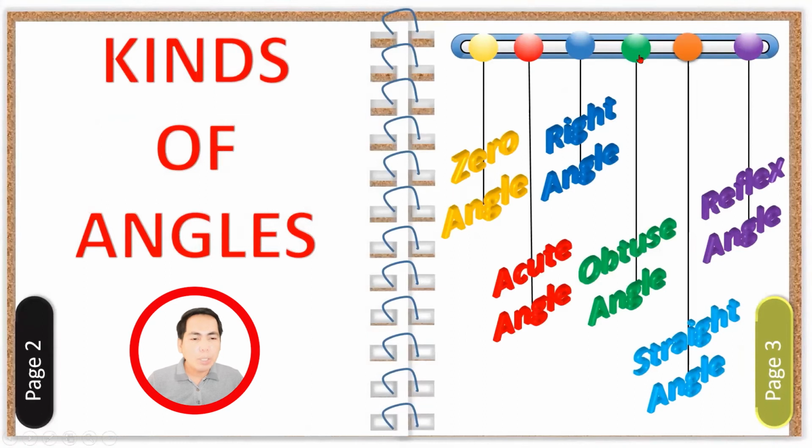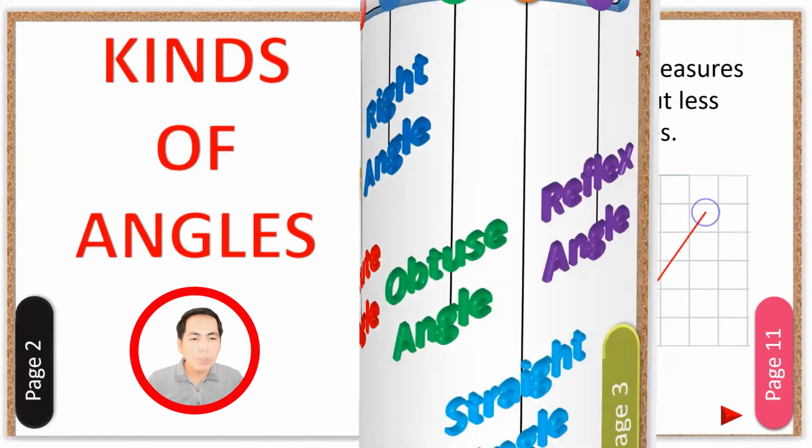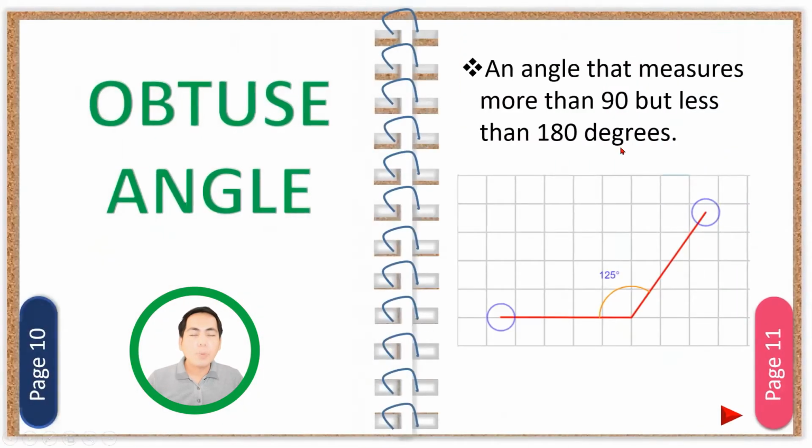Now, let's proceed to the next, which is the obtuse angle. Obtuse angle is an angle that measures more than 90 but less than 180 degrees. An example given here is an angle that measures 125 degrees because 125 degrees is more than 90 degrees but less than 180 degrees. And this is an example of an obtuse angle.